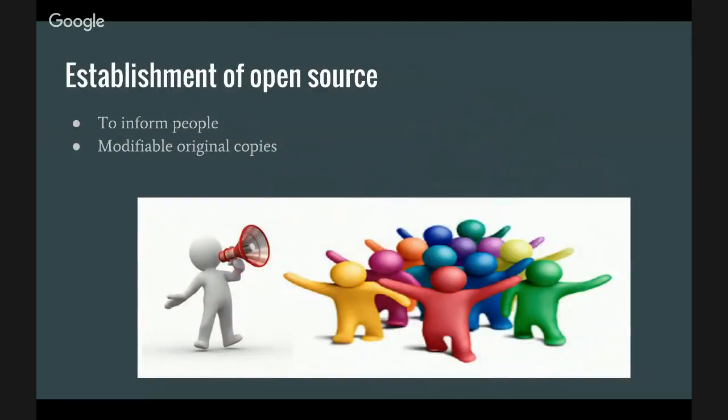Establishment of open source. The reason why open source was created was to inform people of the copyright, licensing, and domain rules established for what you can and cannot do, and what laws are made for each business that creates a new open source code.